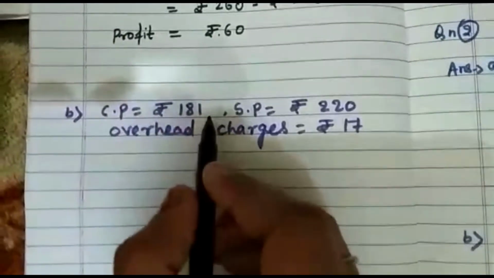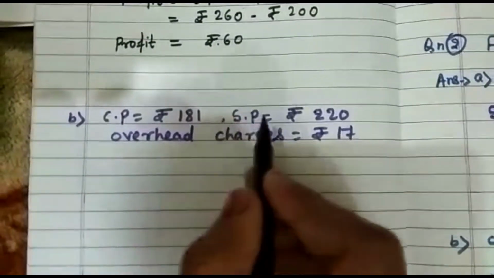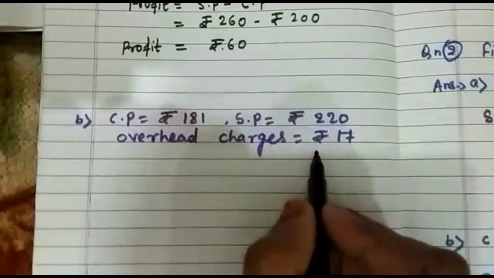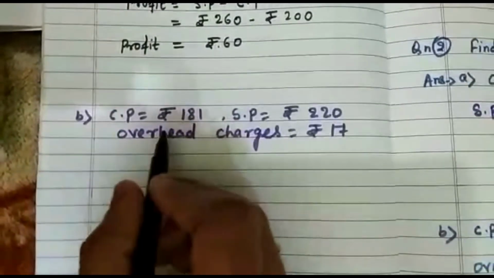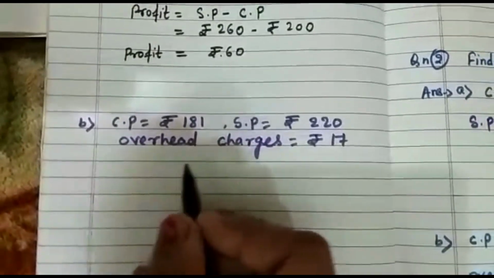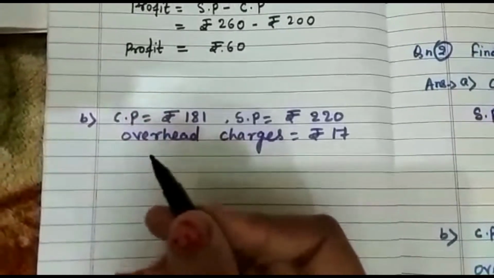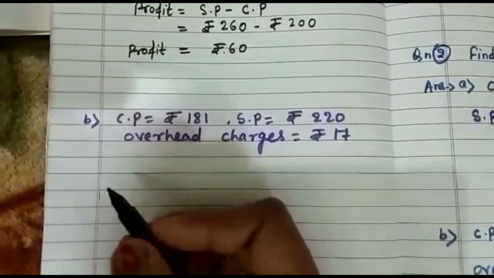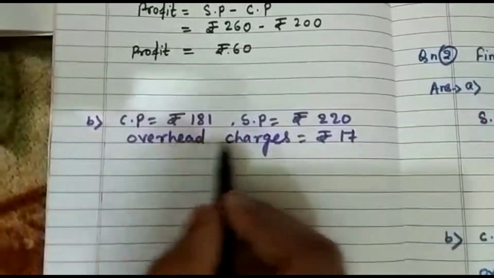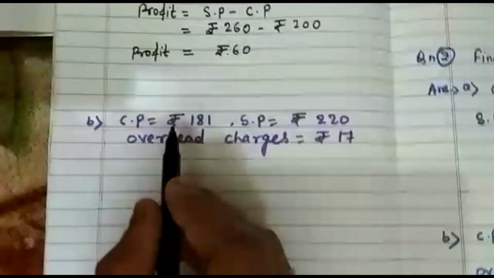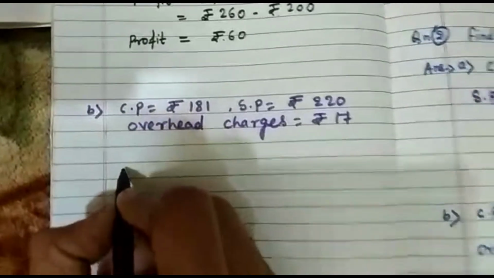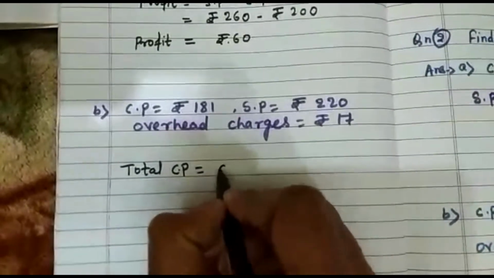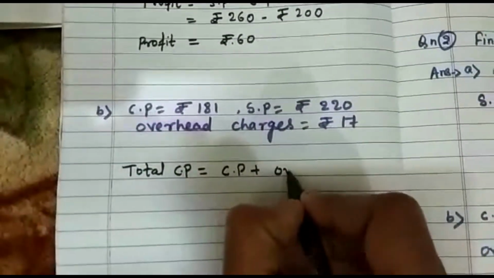CP is given 181 rupees. SP is given 220 rupees. Overhead charges also given 17 rupees. As I have discussed with you, overhead charges means any kind of tax or other charges like transportation, labor, these kind of charges. Okay. So this overhead charges will be added in the CP and you will find the total CP. So find first total CP. Total CP, CP plus overhead charges.